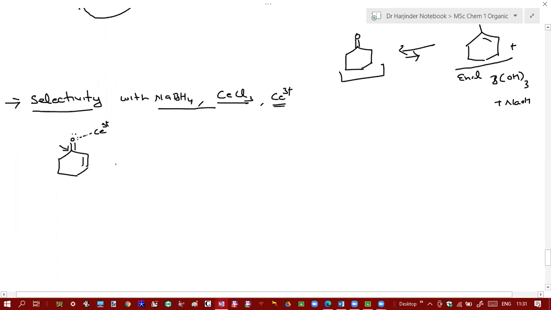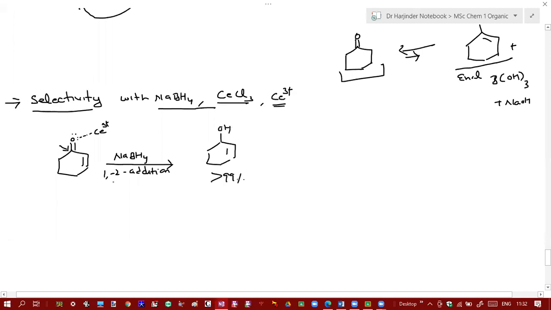So in presence of cerium trichloride, the cerium 3 plus ion combines with this oxygen and takes its electrons, that will reduce electron density over this carbon, and now reduction with sodium borohydride takes place only over this carbon. So when you do this, only 1,2 addition takes place and you get more than 99% of the 1,2 addition product.